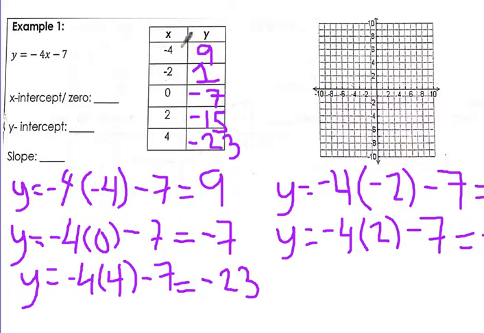I have negative 4, 9, which is all the way up here. I'm going to go 4 to the left and then up 9. And then my next point is negative 2, 1. I'm going to start from the center. I'm going to go left 2 and then up 1. And then 0, negative 7, which is right down here. And then 2, negative 15, it's going to be off my graph. So I'm just going to stop there because these last 2 points are off my graph. So there's no point of graphing them.